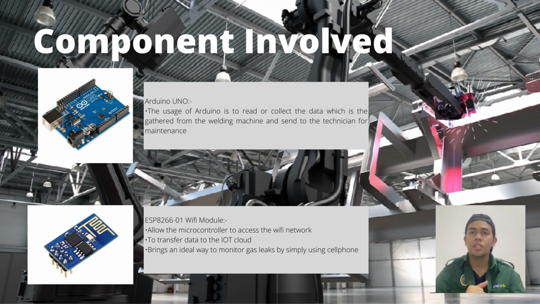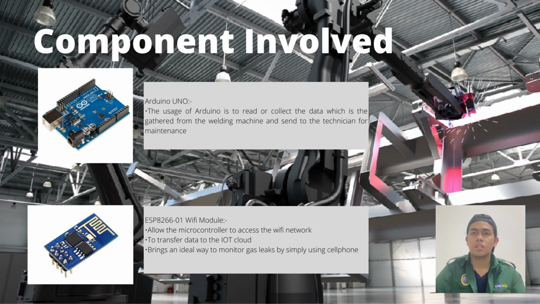Okay, next we move on to 2.1, system overview. In this part we have three main components involved. First we have Arduino Uno. Second we have the ESP8266 01 Wi-Fi module, and the last one is the gas leak sensor.